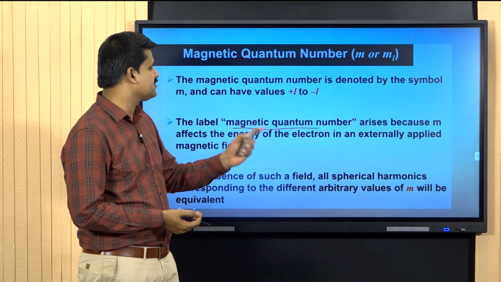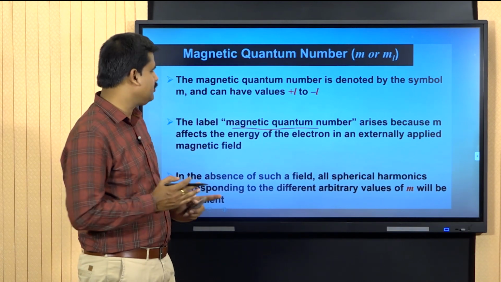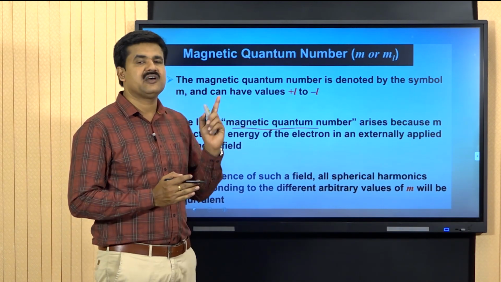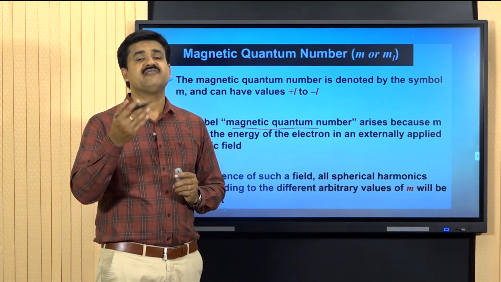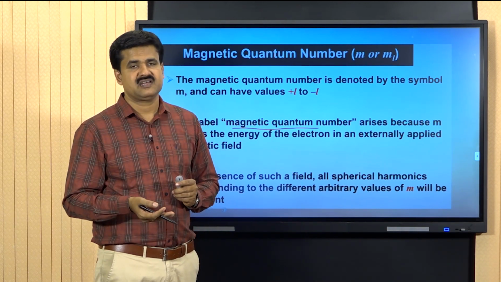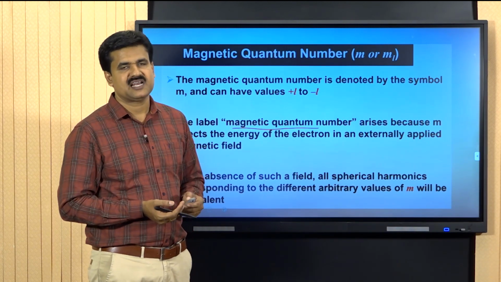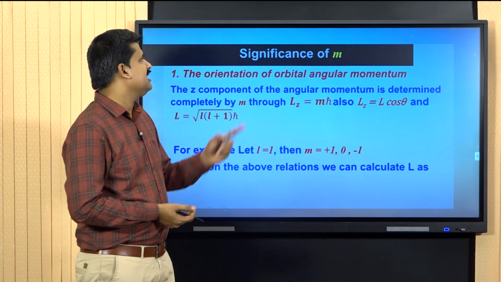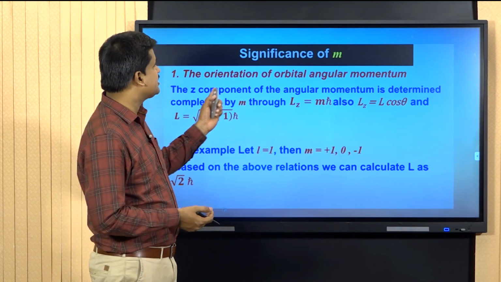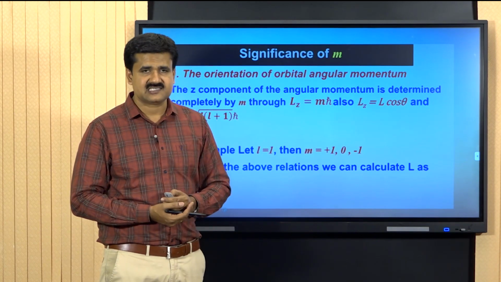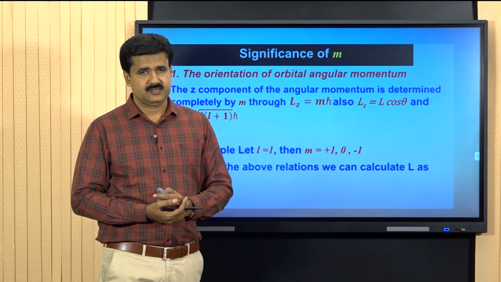In the absence of such a magnetic field, all spherical harmonics corresponding to the different arbitrary values of m will be equivalent. So, whenever you are applying an external magnetic field, that degeneracy is lifted and we will get different possible arrangements. Now, the significance of the magnetic quantum number. The first and most important significance is the orientation of orbital angular momentum.